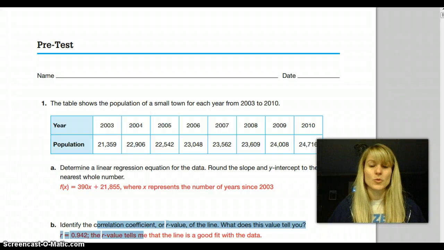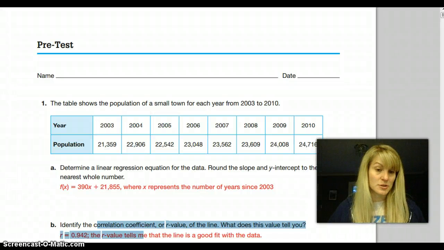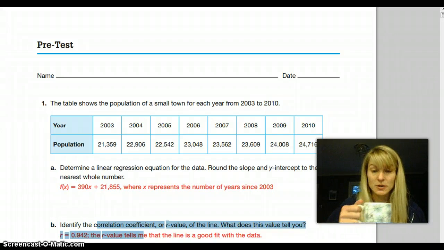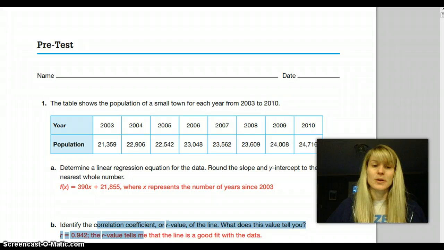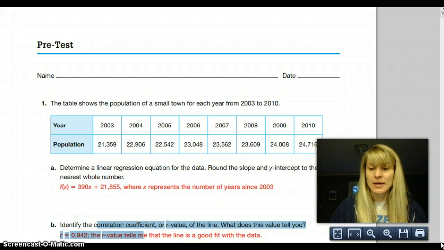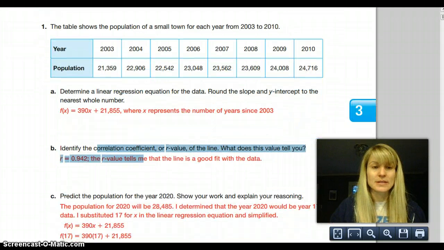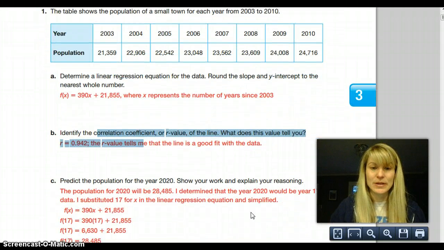Okay, so at this point you should have completed your pretest. It should be done, and we're just going to check over the answers. So if you look at the first one, you have the years and the population of a small town. And years is time, so you should know that that's independent and population's dependent.